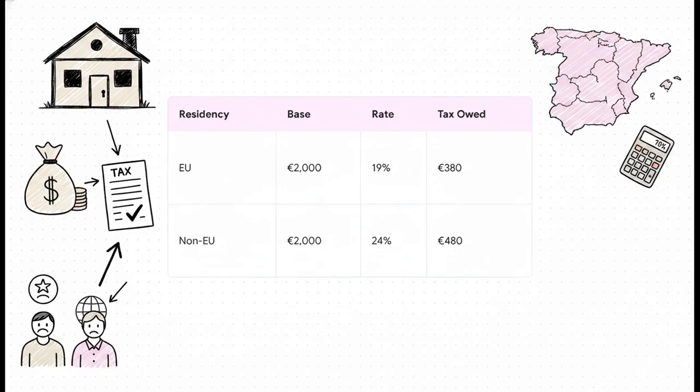For an EU resident at the 19% rate, your final tax owed is 380 euros. But for a non-EU resident at 24%, that exact same property costs you 480 euros. And remember, that's just a flat calculation. No deductions are allowed for anyone on imputed income.